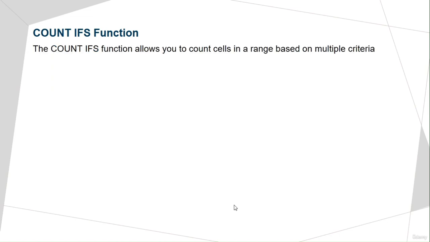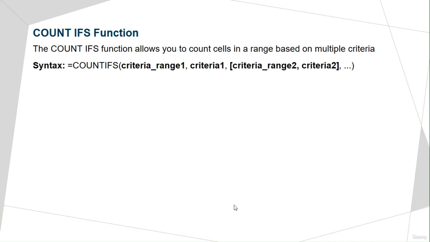The next function is the COUNTIFS. You might get a glimpse of what this means, given the S. The COUNTIFS function allows you to count cells in a range based on multiple criteria. The syntax of the COUNTIFS is the criteria range 1, the criteria range 2, then the criteria. This is the syntax of the COUNTIFS.